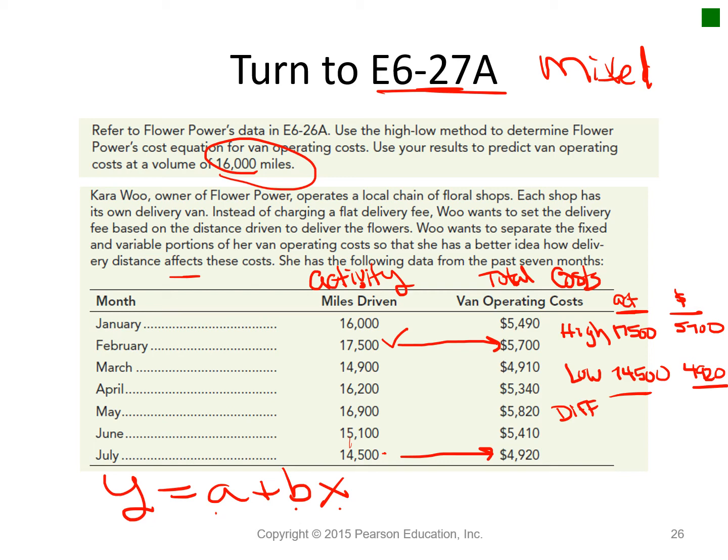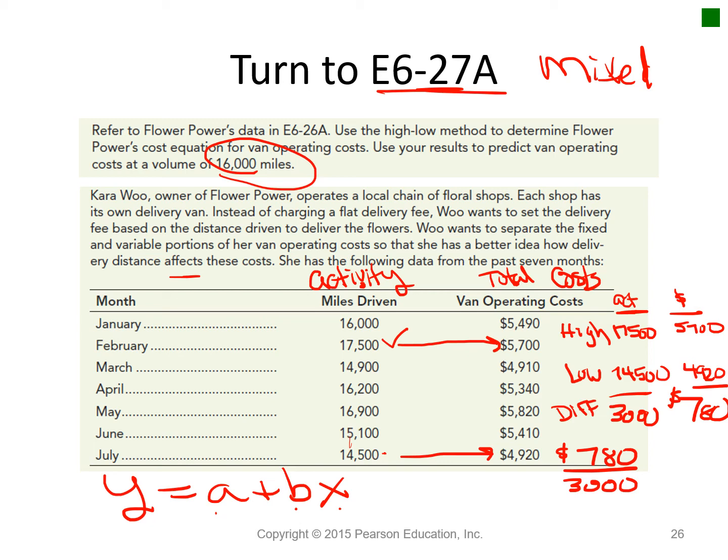What you're basically creating is a range. When I take the 5,700 and subtract the 4,920, that gives me right at 780, so I'm going to write 780 right here. And of course 17,500 minus 14,500 gives me 3,000. Once you've taken the difference, the last step is to take the change in dollars, which is 780, and divide it over that range of 3,000 units.